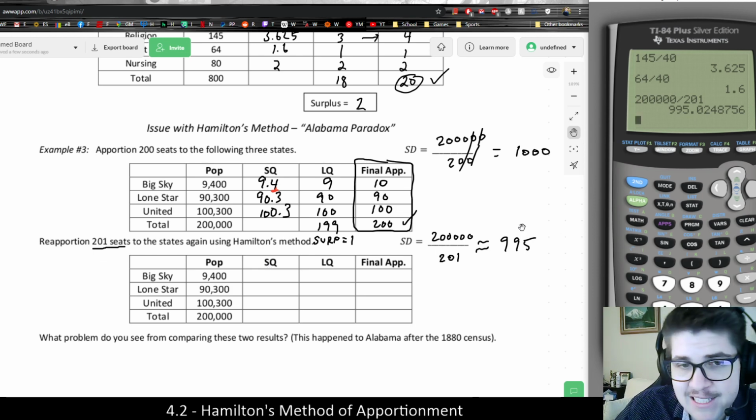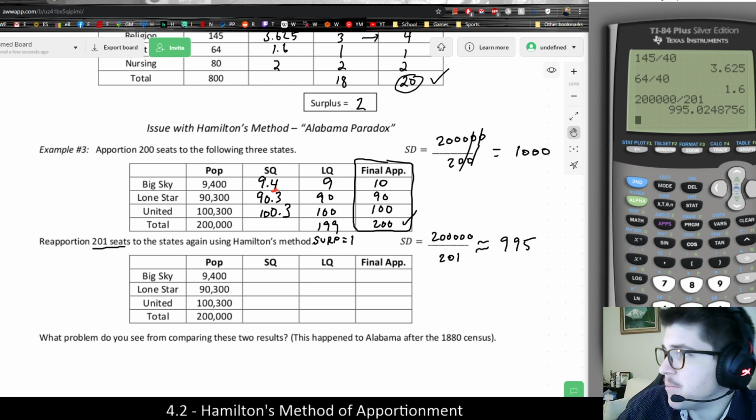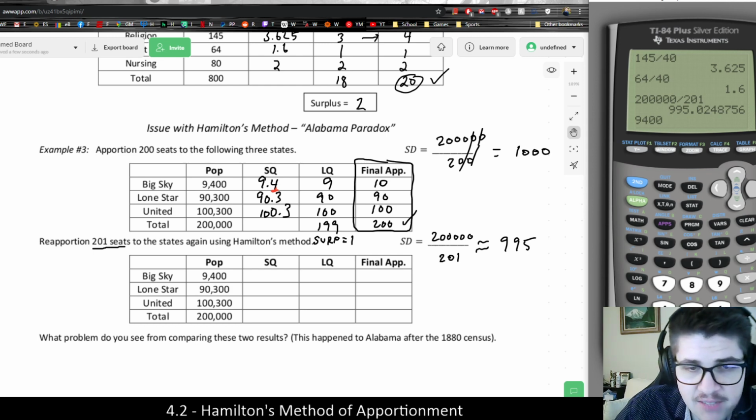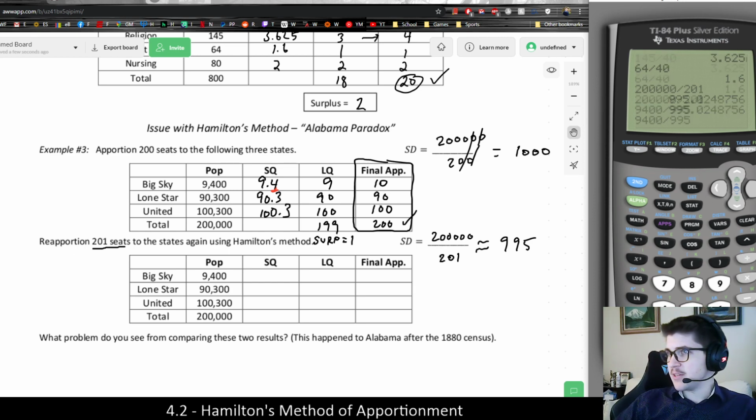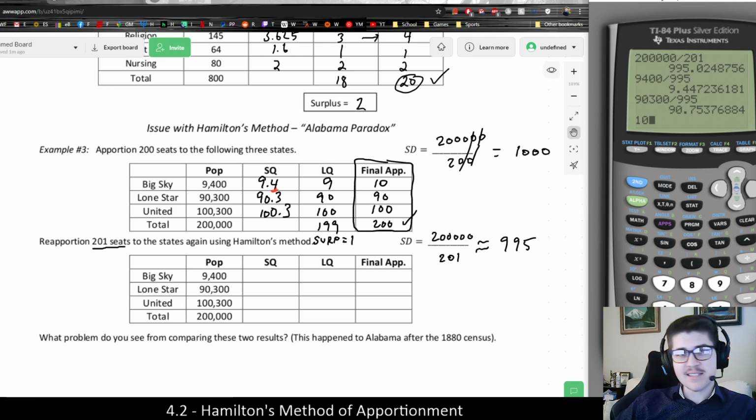So realistically, we don't want to round it at all. You want to use as many digits as you can, but usually it's okay. I'd say, as a rule of thumb, try to give at least 3 significant digits. Don't round it past 3 sig figs. But again, I need to take each state's population and divide by the standard divisor, which has now changed. And notice, since the standard divisor changes, that's what causes the issues here. And since we're dividing by a new number, we're going to get a bunch of new standard quotas.